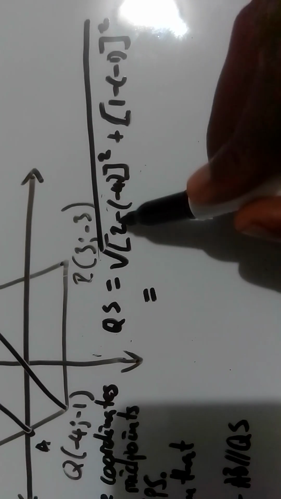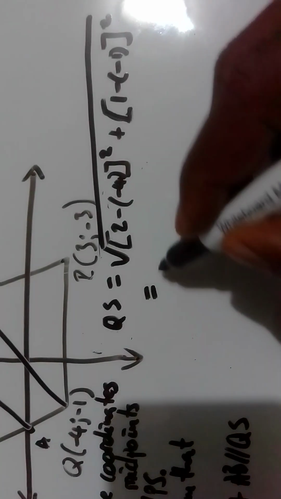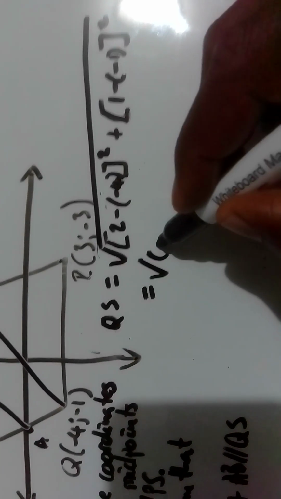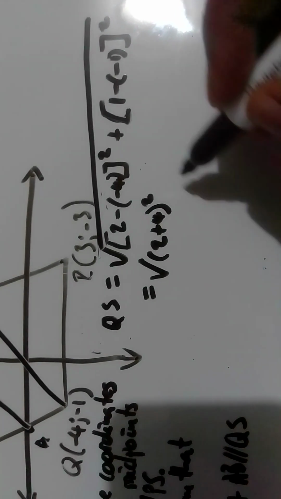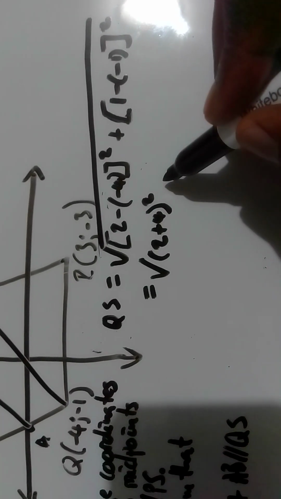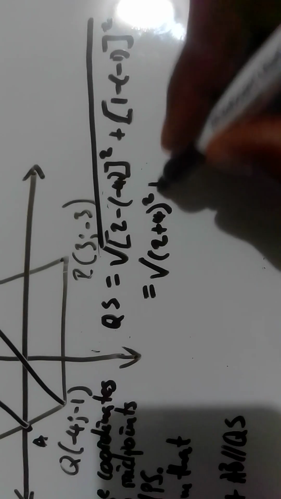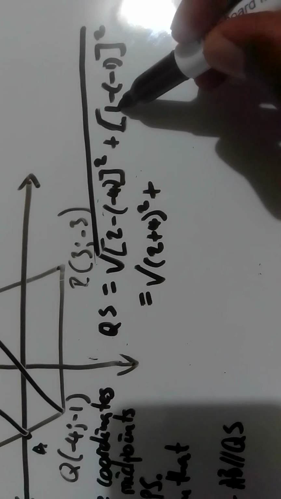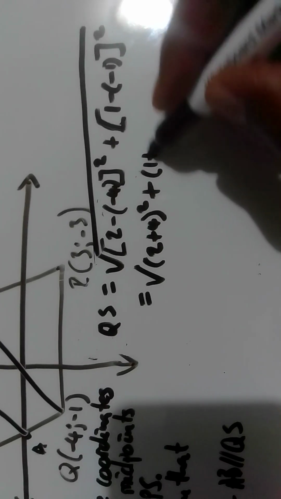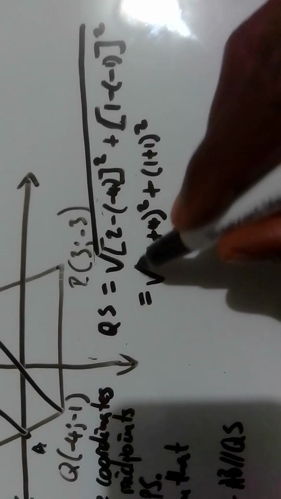Now here I know that negative times negative is a positive. So now I say square root of open bracket 2 plus 4 close bracket squared. Plus here negative and negative is a positive, and we now have 1 plus 1, which is squared.